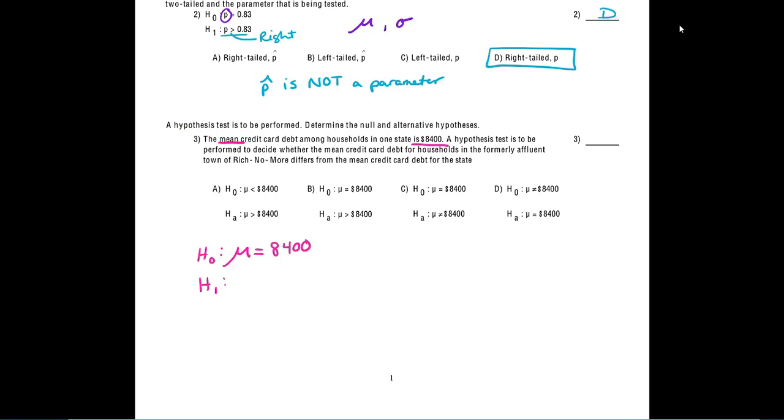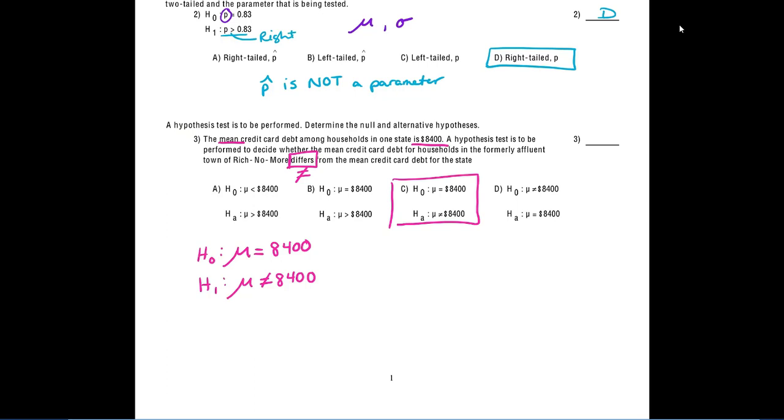When you're looking at the last sentence, does it say anything about greater than? No. Does it say anything about less than? No. It just says differs. When it says differs, it means not equal to. So then mu is not equal to 8,400. In my case, my answer here was C.